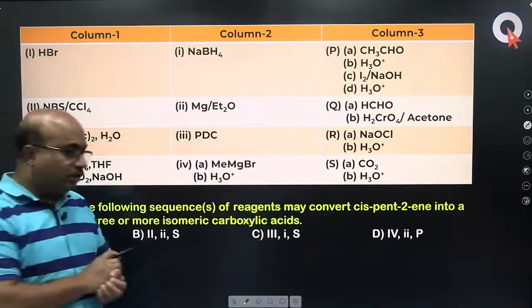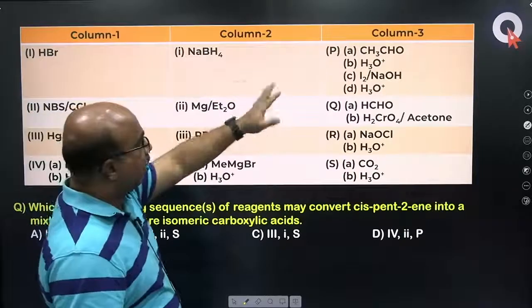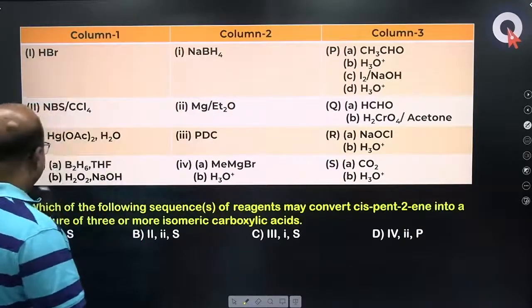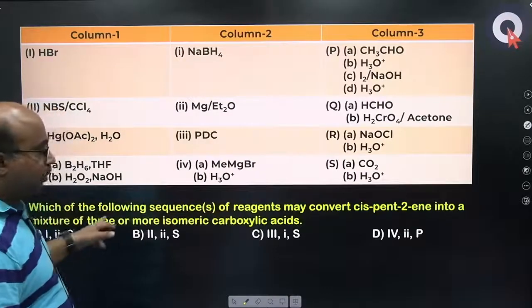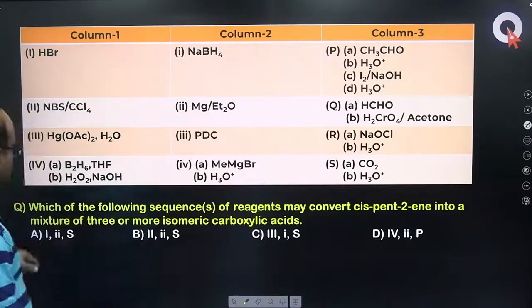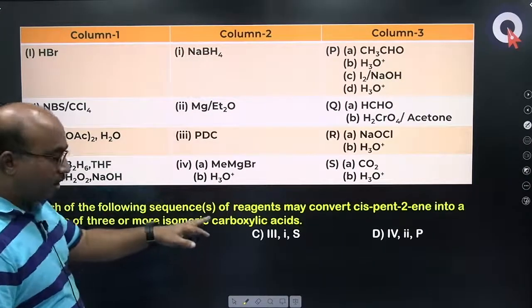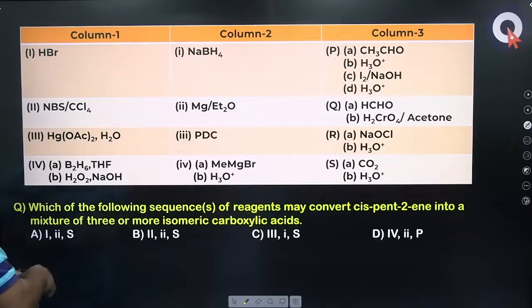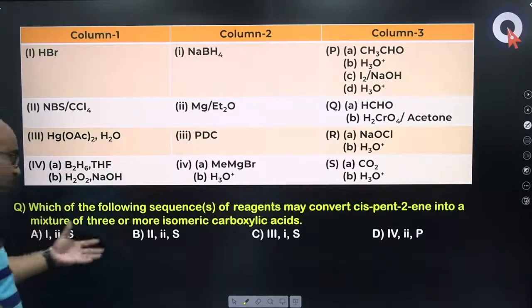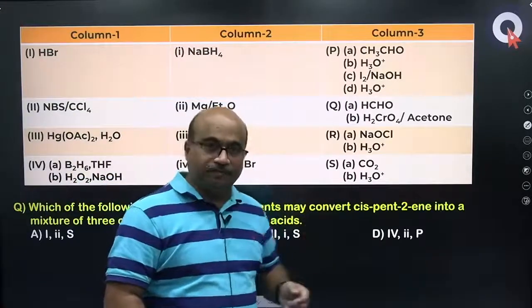So there is a list of reagents given in the table. So first one, second, third columns here. Which of the following sequences of reagents may convert cis pent-2-ene into a mixture of 3 or more isomeric carboxylic acids? Okay. So let us see what may happen if the reagents are taken for cis pent-2-ene.